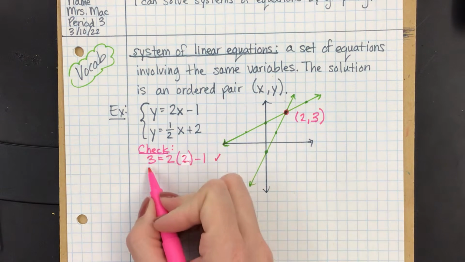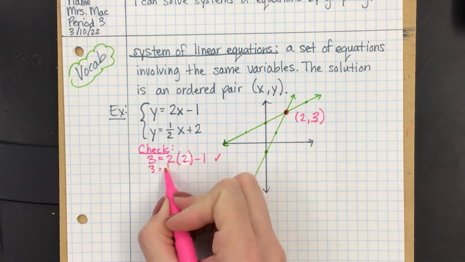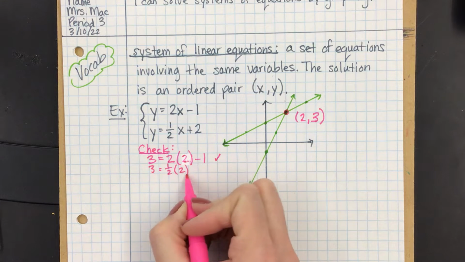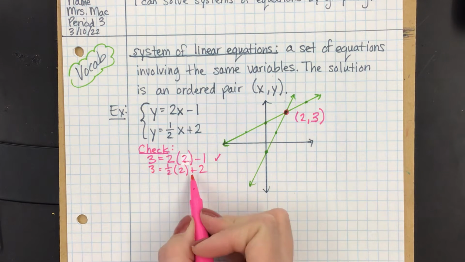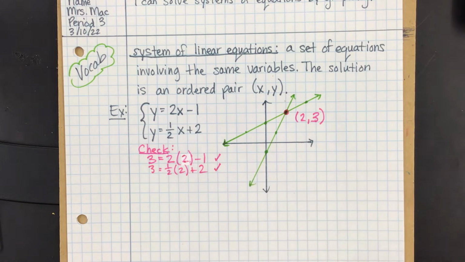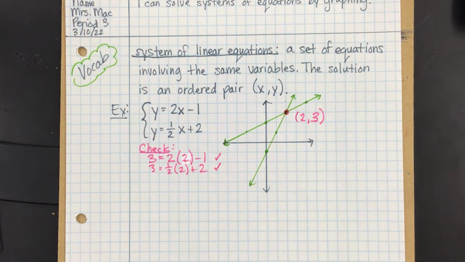I'm going to try the next one. Let's see if this works. Half of 2 is 1. 1 plus 2 is 3. We're good. So if the point works in both equations, you know you've graphed it correctly and you've solved it correctly. If for some reason it doesn't work in one of the equations, then you probably graphed one of the lines incorrectly and you'll need to look at it again.